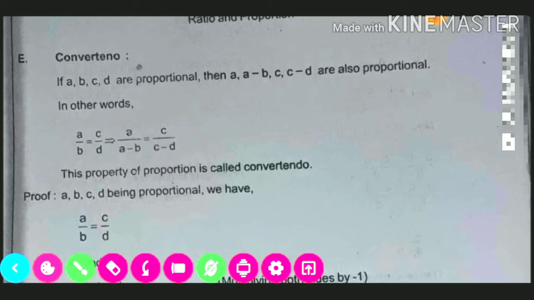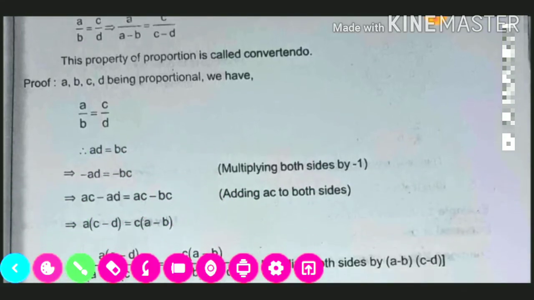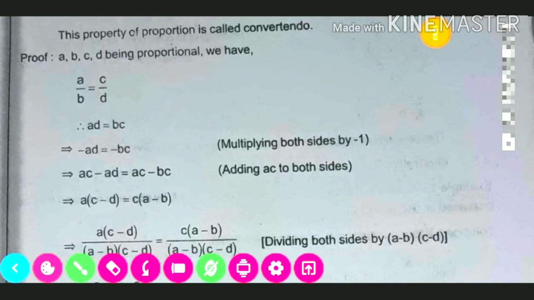Here down it is giving the proof. See the proof. Given A, B, C, D being proportional, we are able to write it like this. Now by cross multiplication we are getting this line. Now we multiply both sides by minus 1, so both sides will be minus AD is equal to minus BC.